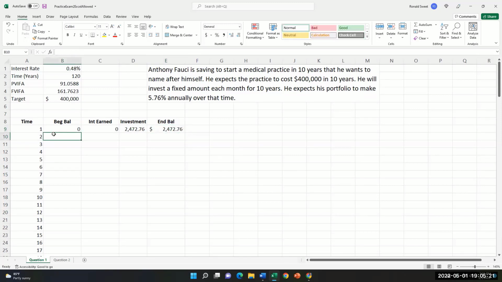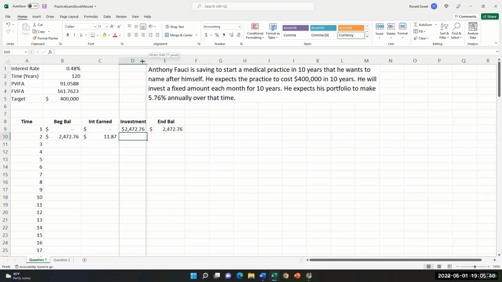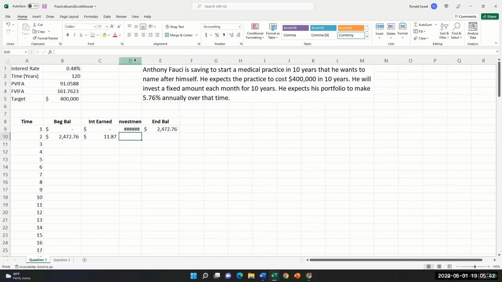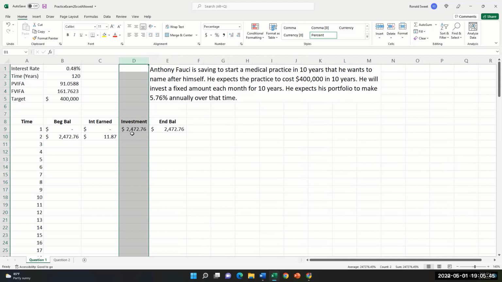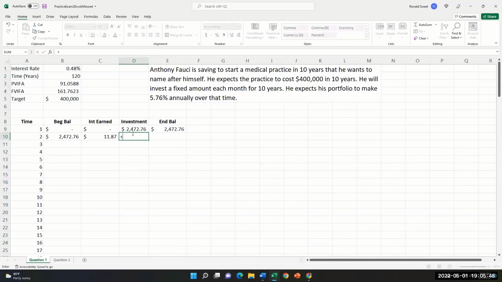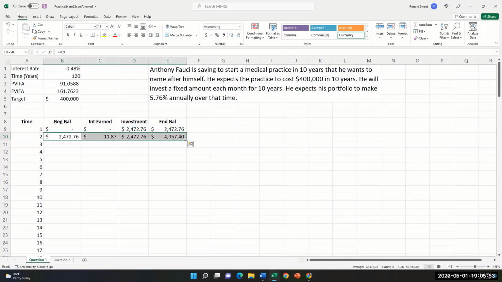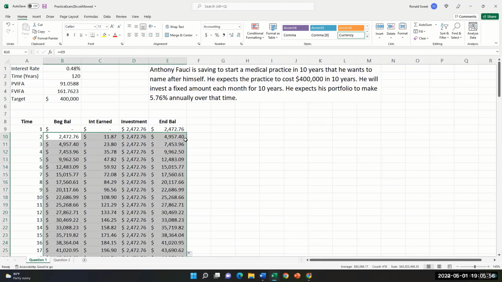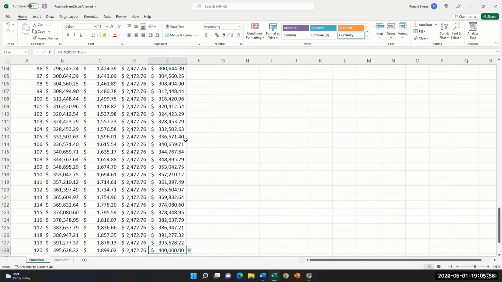Then you have to set up the second year, the second month. So the second month, your beginning balance is your ending balance from the previous. Your interest earned, you can copy that down. Just make sure, I do prefer you put these things in 2 decimal places. Some of y'all turn your homework in like this. I don't know why you do that, but don't do that. Make sure your columns are wide enough. Your investment just repeats in your ending balance, and then you can just copy that down, and you'll know if you did it right if the last number is $400,000, and it is.